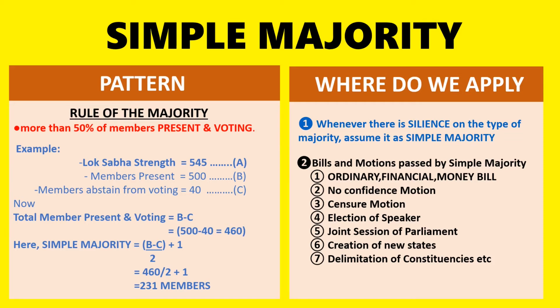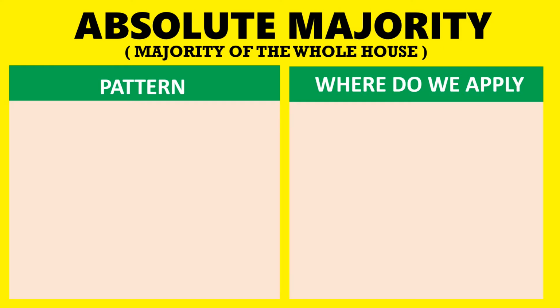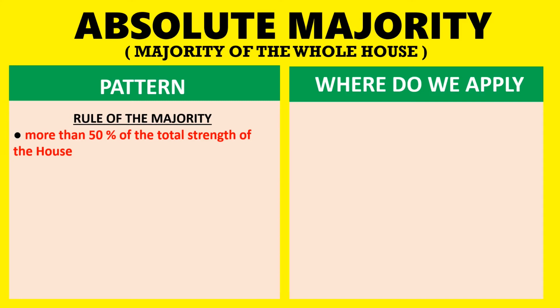Now let's go across to the next type of majority, that is absolute majority. Absolute majority is also called majority of the whole house. So let's understand the pattern. Here the pattern is more than 50% of the total strength of the house. The rule says more than 50% of the total strength of the house; it is not about total members present and voting. You must have 50% of the total strength of the house, only then can you go for absolute majority.